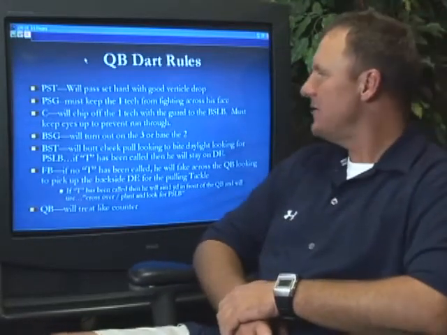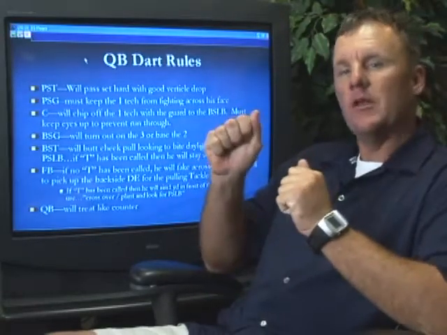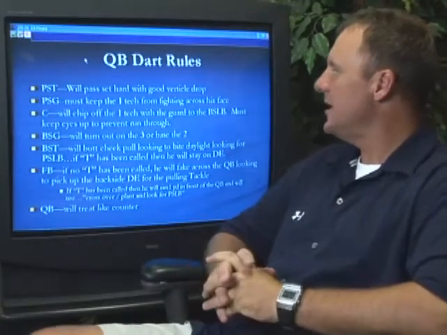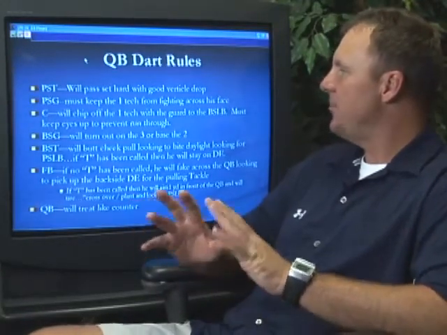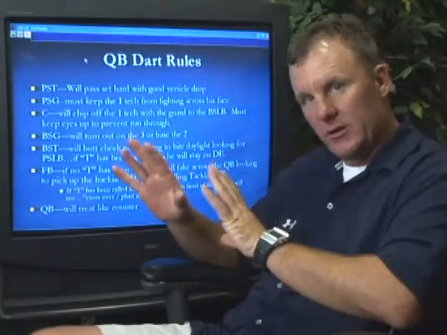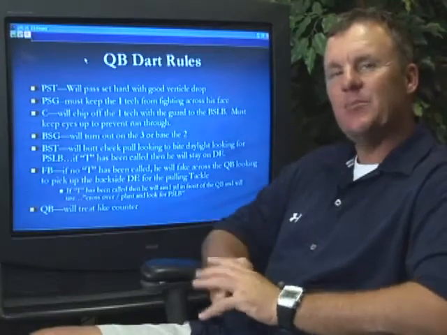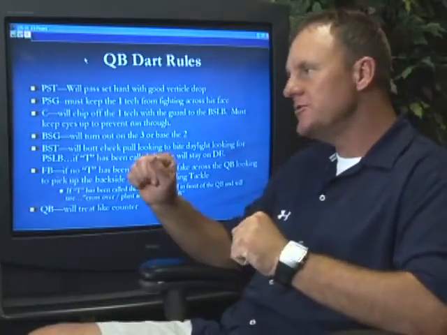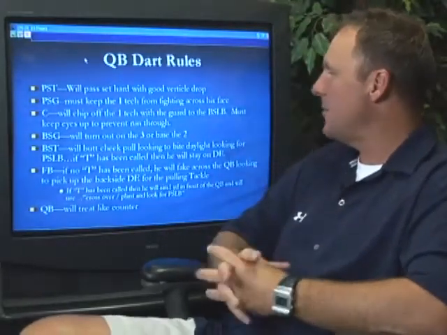Our play side tackle is going to pass set with his hands up in good vertical depth. Our play side guard must keep the one technique from fighting across his face. The center is going to chip off the one. He and the guard are going to double the one to the backside linebacker. He's got to keep his eyes up. That's one of the most important things: as you step for a double team and you work up, keep your eyes up for any run-through linebackers.